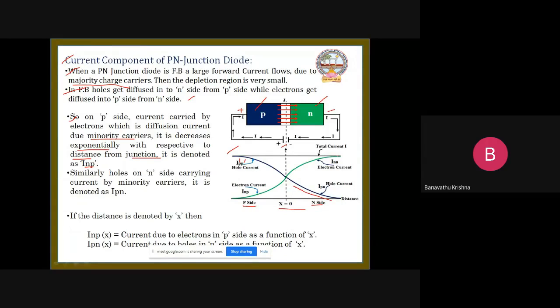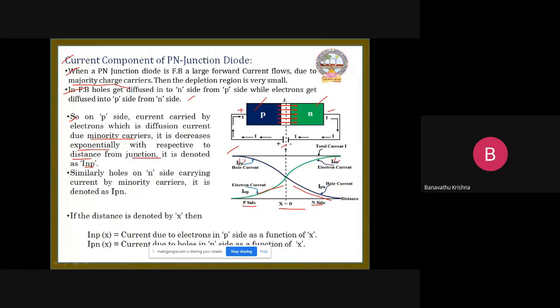As well, coming to here, the hole current in the n side is more. Why? Because here the majority charge carriers are holes. Due to that, the current generated is very high compared to the minority charge carriers in the p side. So after leaving this junction, the electrons in the p side are minority charge carriers. So in the p side, the minority charge carrier current is very low. So it decreases exponentially in this way.